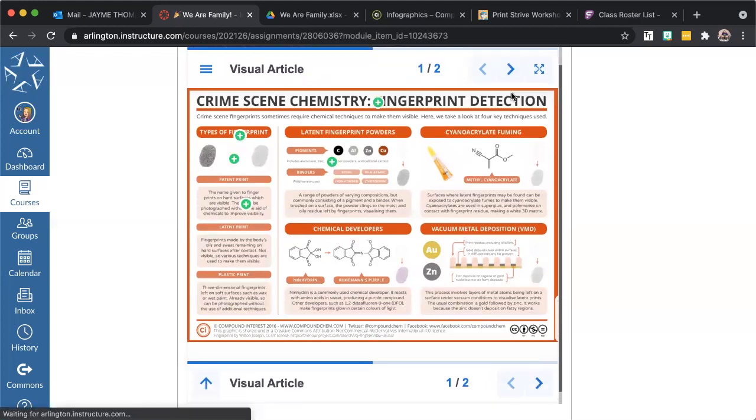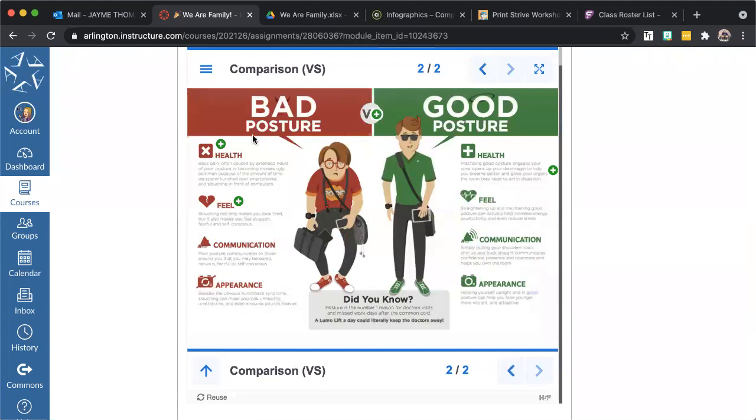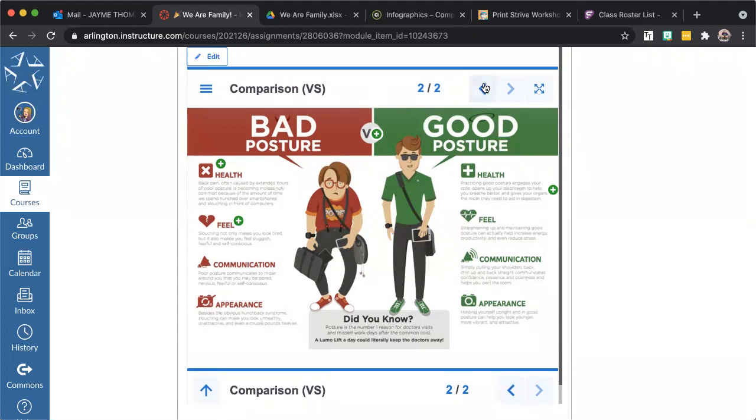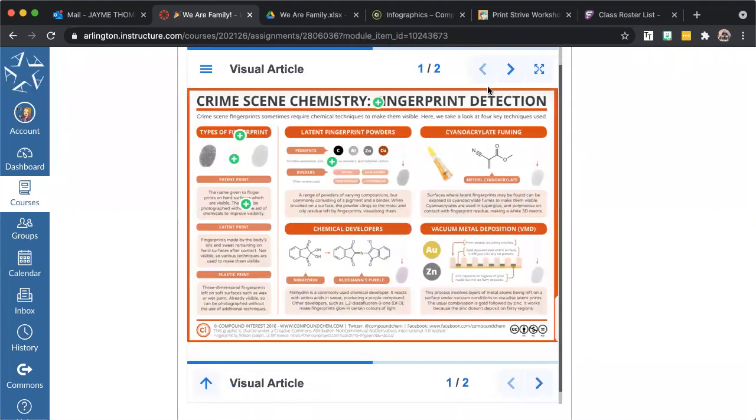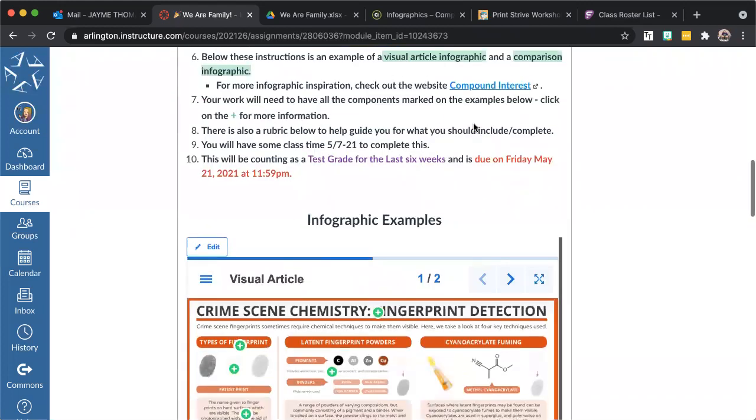So I'm not going to go over the comparison a lot, but it does have all the same parts. So I can hover over these little plus signs. It has the same things. It has title, it has subtopics, it has images, it has text. Everything is the same. It's just arranged differently because the infographic is doing a different job. Okay. Let me go back up here.